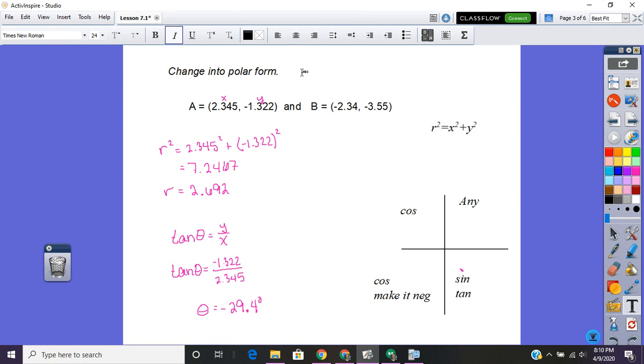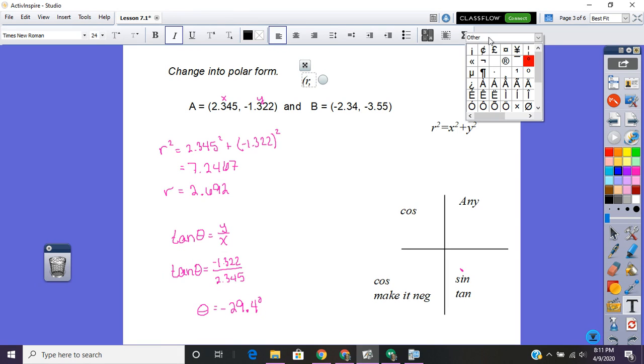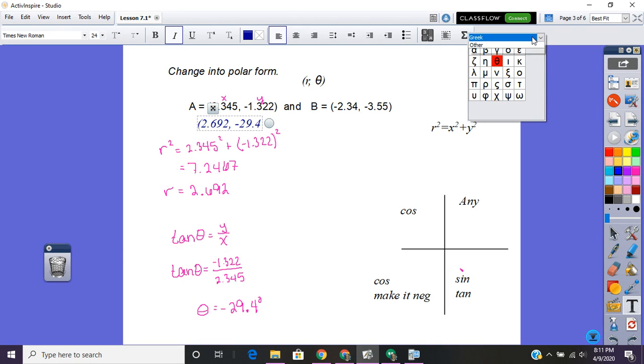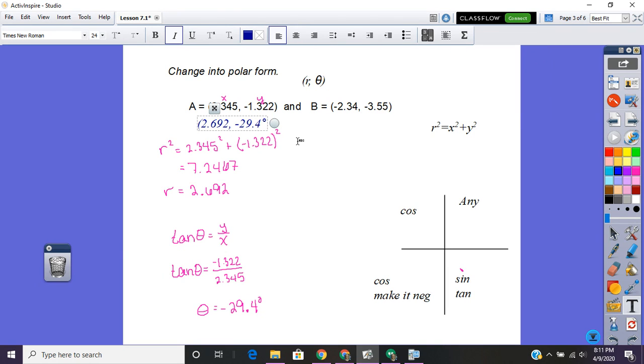The way we write our answer is we write it as an ordered pair still. It goes r comma theta. That is how we write our final answer. So I'm going to write our answer down here under this, and I'm going to put it in blue so it stands out a little bit. So our r we got to be 2.692, and comma, we got negative 29.4 degrees. So there, we've converted that one to polar.